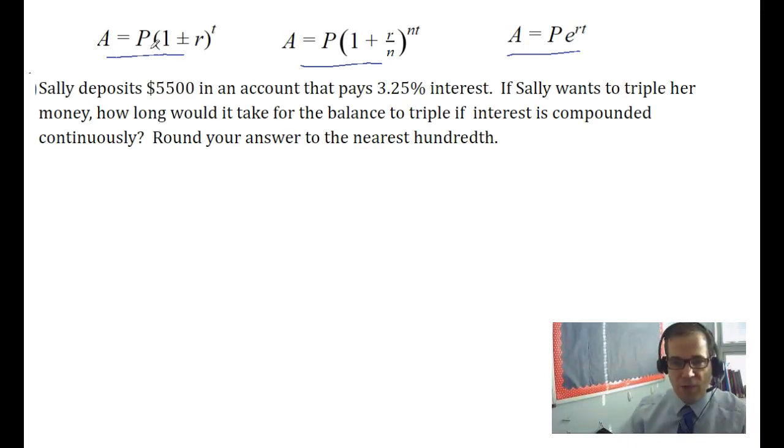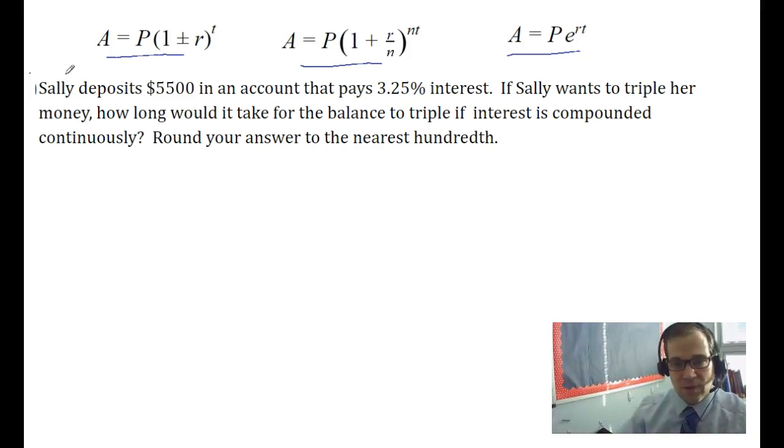And while you're reading the problem, try to figure out which one of these three equations is appropriate for the situation. If you see the word compounded continuously, then we're definitely using this guy over here. If you don't see the word compounded at all, then we're using this equation over here, and if it's anything else, compounded quarterly or monthly or daily, whatever, if it's compounded and not continuously, it's the middle equation.